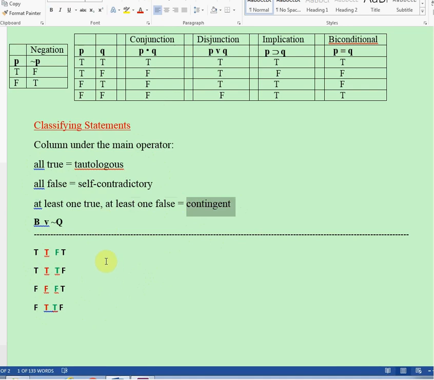If all of them had been T's, then it would have been tautologous. If all of them had been false, then it would have been self-contradictory. So this is what you're doing in your homework: you're determining whether they are tautologous, self-contradictory, or contingent. And notice that you need to know how to do the truth tables first.